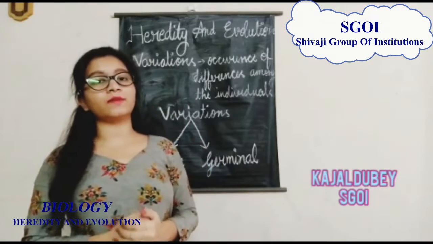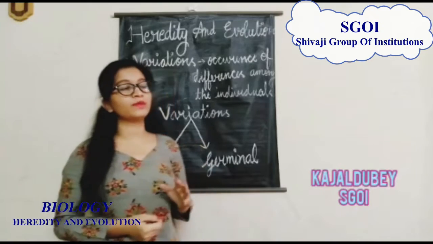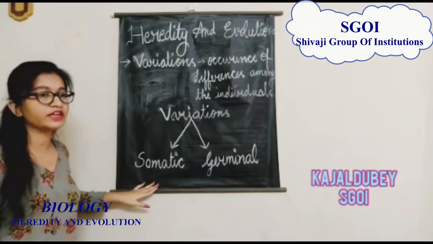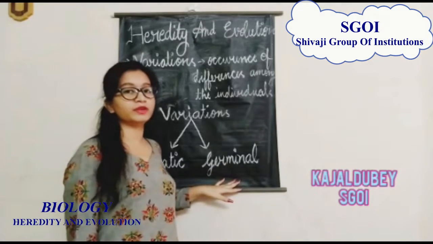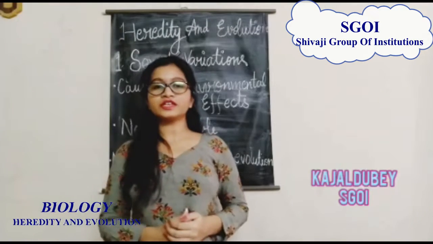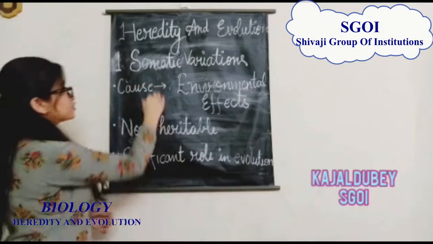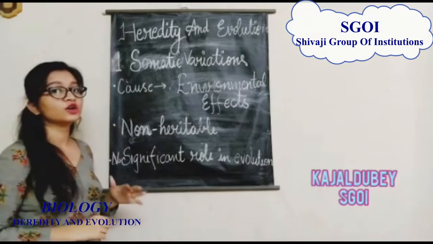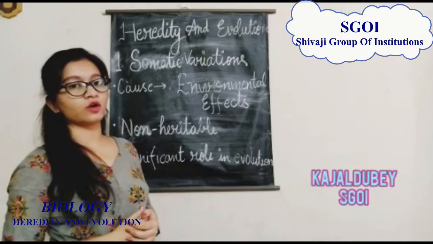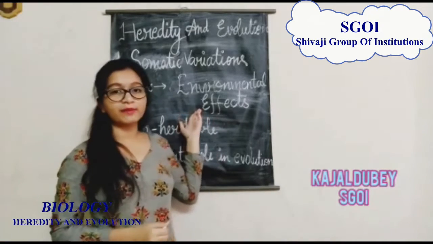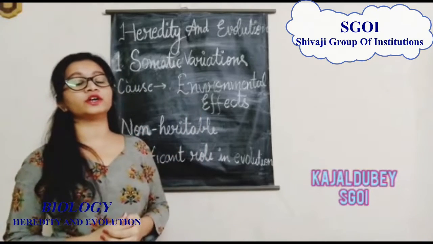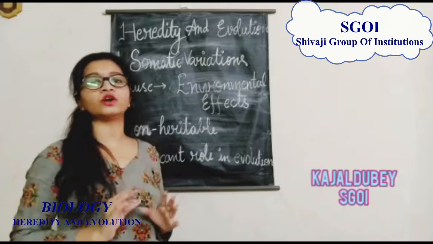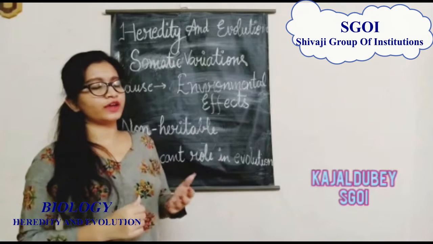Now let's discuss different types of variations. So basically, variations are of two types. Number one, somatic variation, and number two, germinal variation. The first type of variations are somatic variations. What are the causes of somatic variations? These variations are caused because of environmental effects on the body of the organisms, and these variations cause only local changes on the body of any organism.